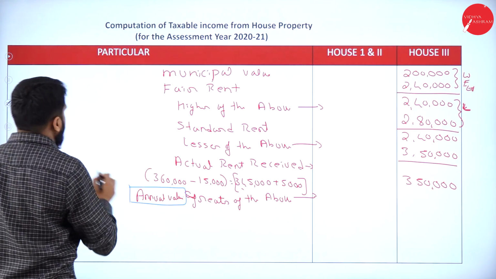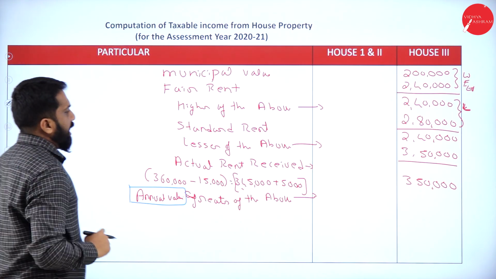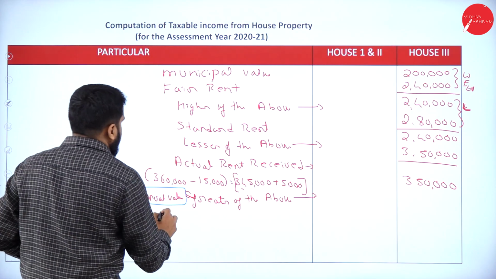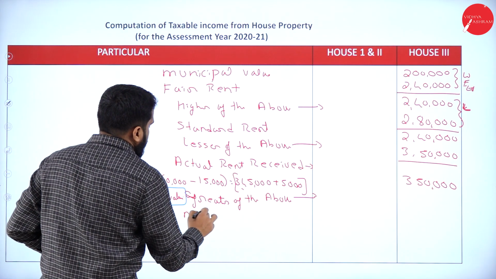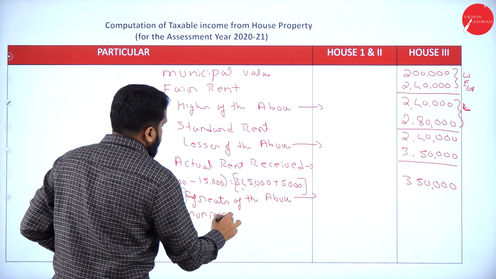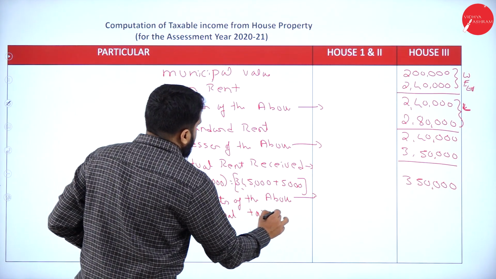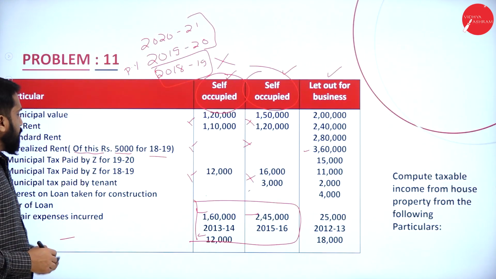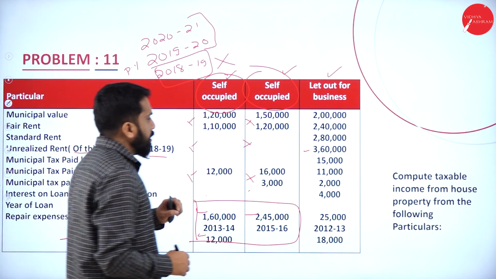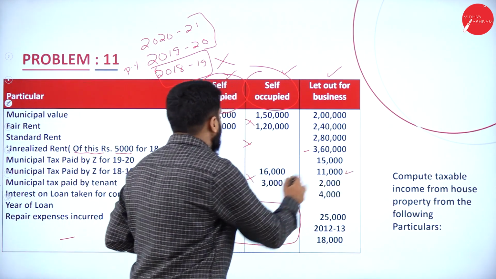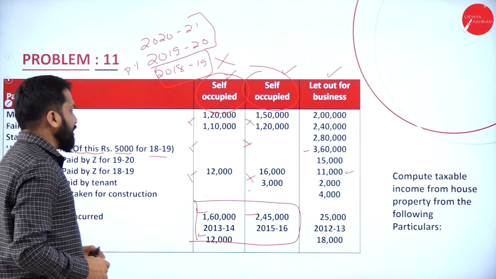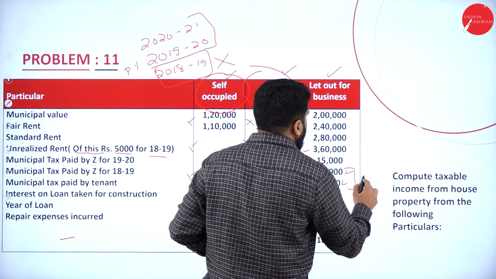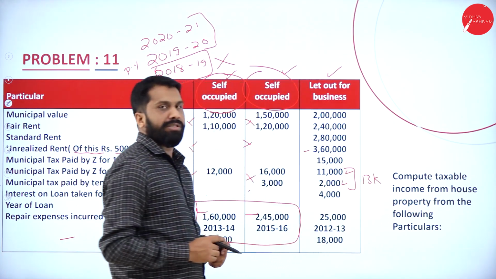This is annual value. Now, for the annual value, we are supposed to minus what? Your municipal tax. Less municipal tax. It is paid by whom? It must be paid by owner. So, how much is given as municipal tax? Municipal tax is 11,000. And one more tax they have paid, that is 2,000. So, total they have paid 13,000 as municipal tax.